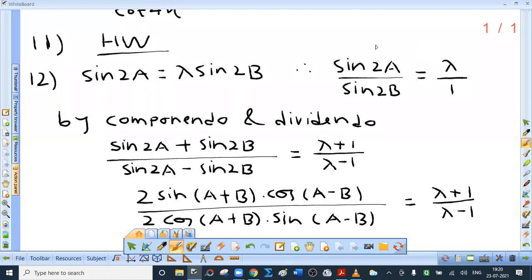11th is for homework. It is a simple one. Just apply cos A minus cos B formula in the numerator and in the denominator sin A minus sin B. Rearrange the terms. Sum number 12.